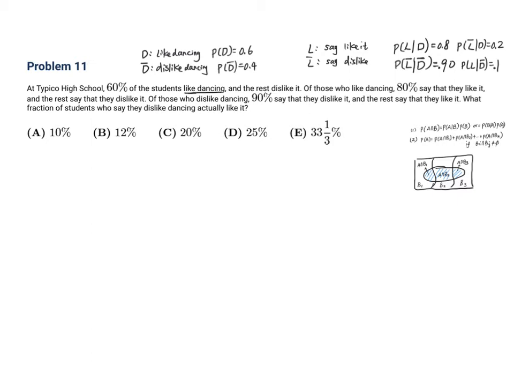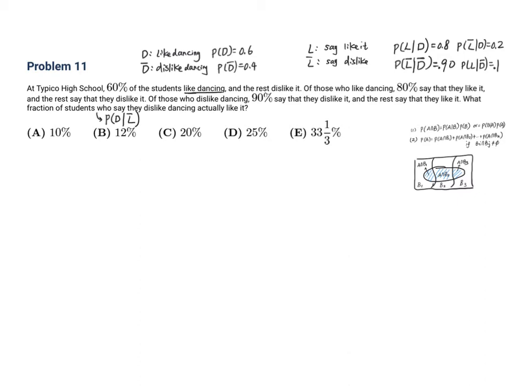Let's take a look at what we are trying to find. We are trying to find what fraction of students who say they dislike dancing actually like it. So we already know that they say dislike, and we want to find the percent out of those who say dislike who actually like it. Using the notation that we introduced, that means we want to find the probability of D given L bar: they say they dislike it but actually like it. That's what we are trying to find.